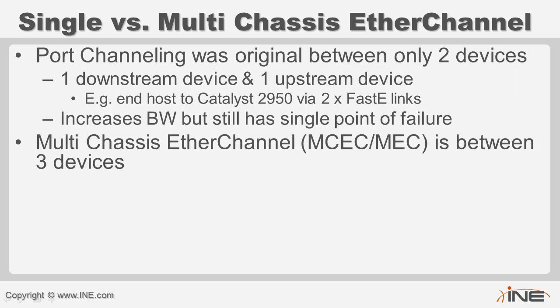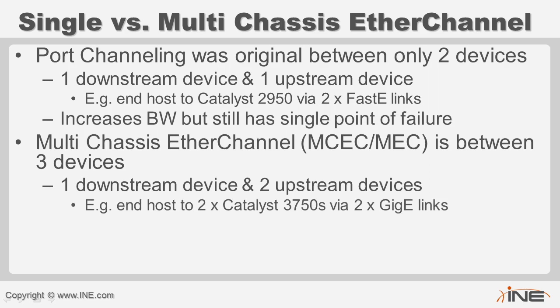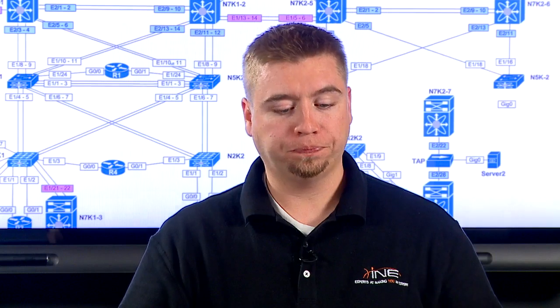So next, Cisco came out with the multi-chassis EtherChannel, which is the MCEC or the MEC feature. Now, the idea behind this is that we're still going to have one downstream device, basically the client of the port channel, but now we're going to have two upstream devices. So we could have our end host going with two gig links to two Catalyst 3750 switches upstream. The advantage is, of course, that we're increasing the bandwidth because we're aggregating multiple physical links together, but we're also adding more resiliency and redundancy to the network. If one of these physical chassis goes down, at least we're able to fall back to one of the individual member links on its own.